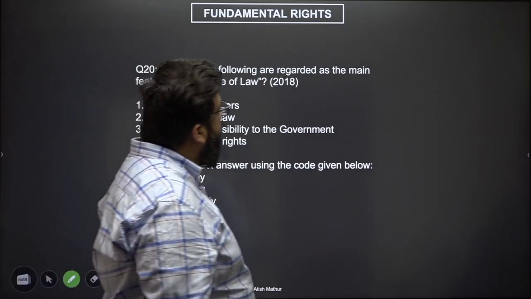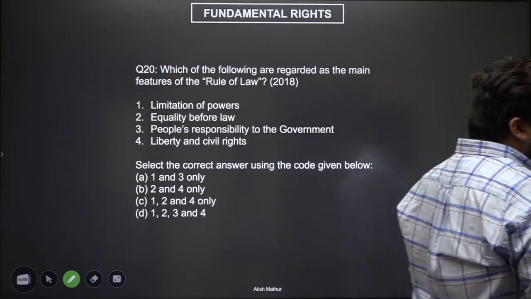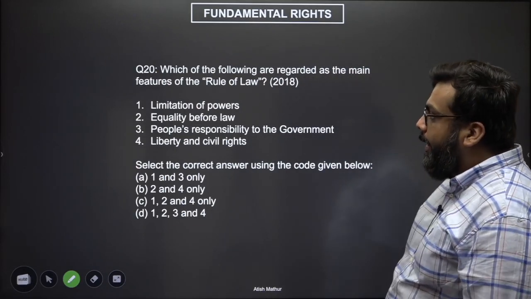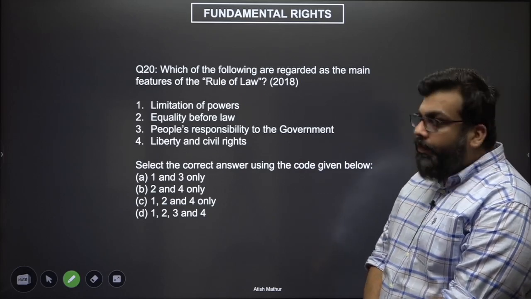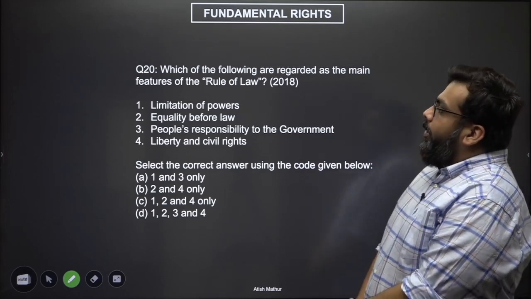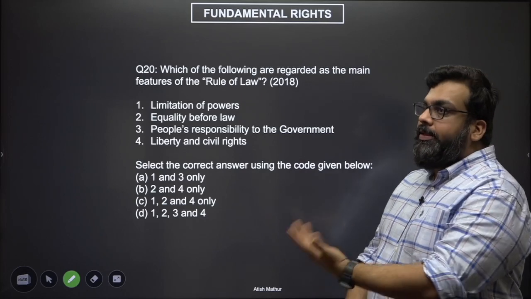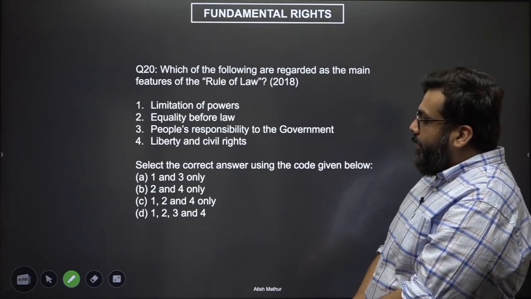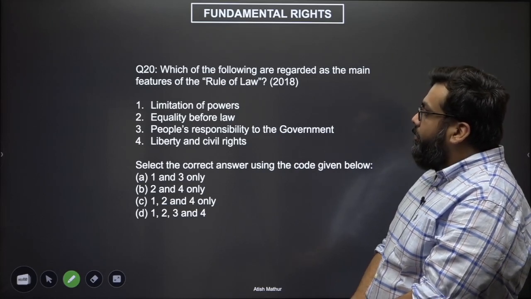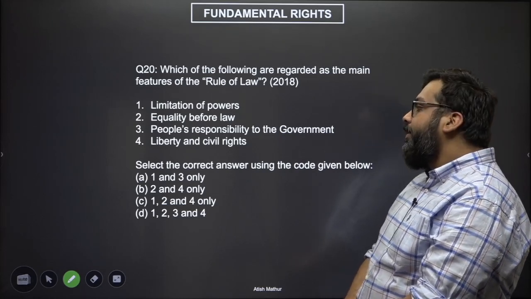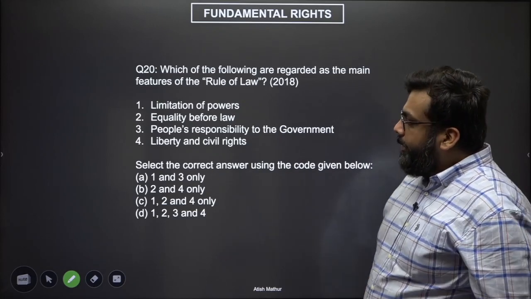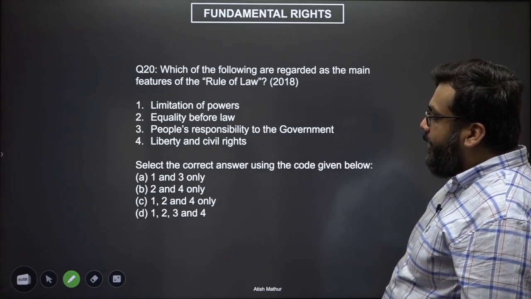Okay. Which of the following are regarded as the main features of rule of law? We'll apply the devil's advocate theory, the contradiction approach. Limitation of powers, equality before law, people's responsibility to the government, liberty and civil rights. Let's first glance at the options. Let's see if we can eliminate something.